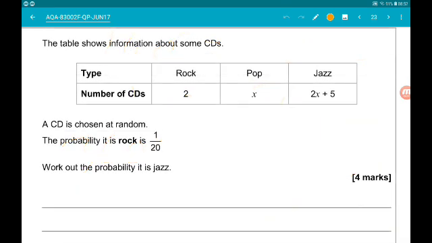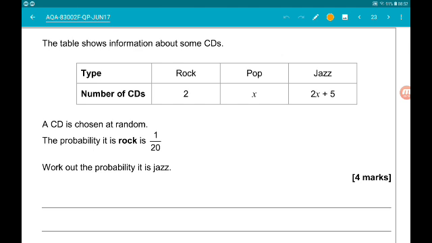Okay, 25, another tricky one. So, the table shows information about some CDs. So, for some reason this person only has 2 rock CDs. Sort your life out, get on the AC/DC.